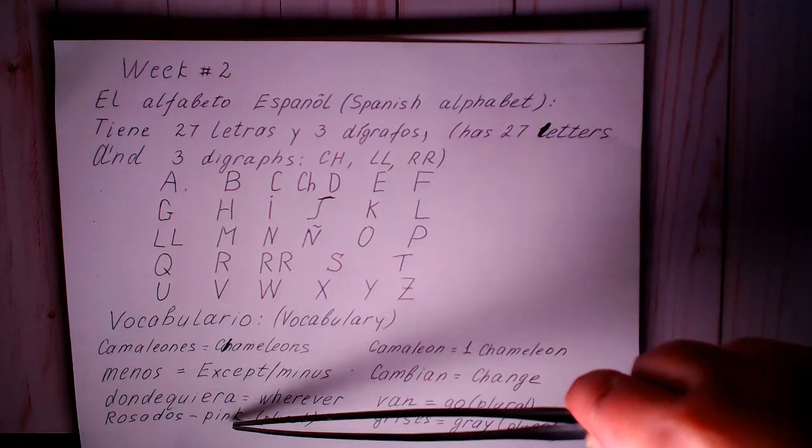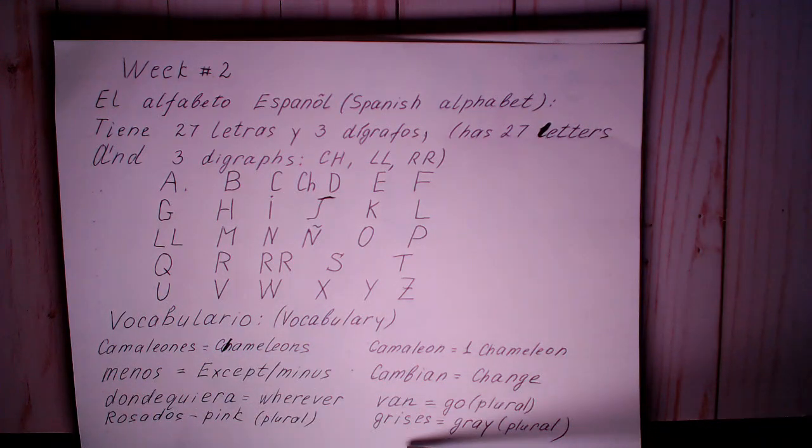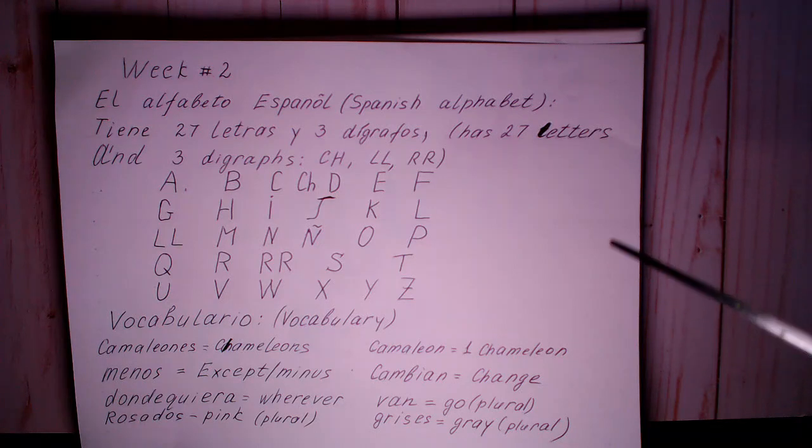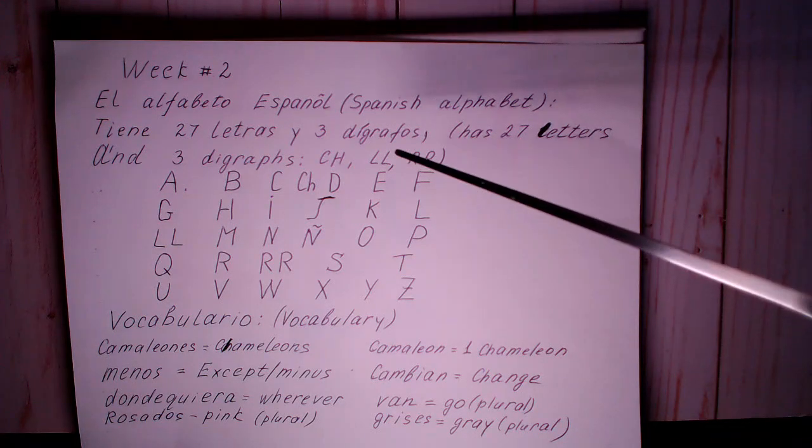Rosados means pink in plural form. Grises means gray in plural form. So this is the vocabulary that we're going to focus on, but the main thing that you want to focus on learning is the Spanish alphabet.